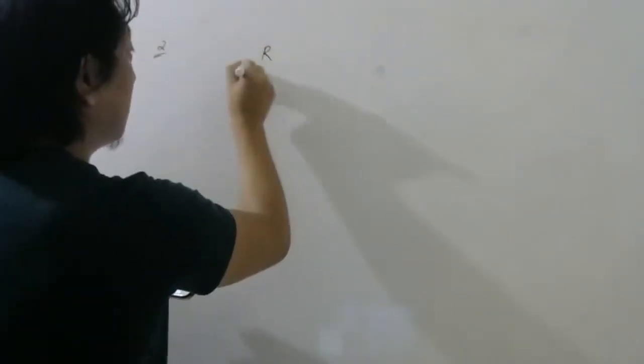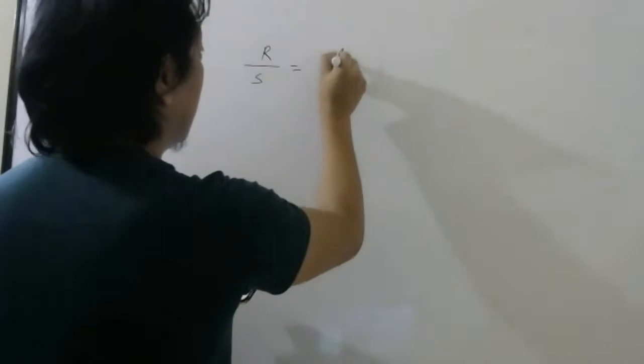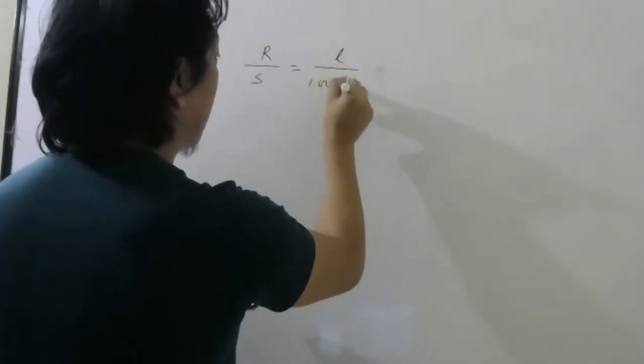Question number 2. In a meter bridge, the balance point is found to be 39.5 centimeter from the end A when the resistor S is of 12.5 ohm. If you look at the diagram, R is on the left side, S is on the right side. I don't want to draw the diagram again; yesterday also we have done. So the formula for meter bridge is what? R by S equals L by 100 minus L.